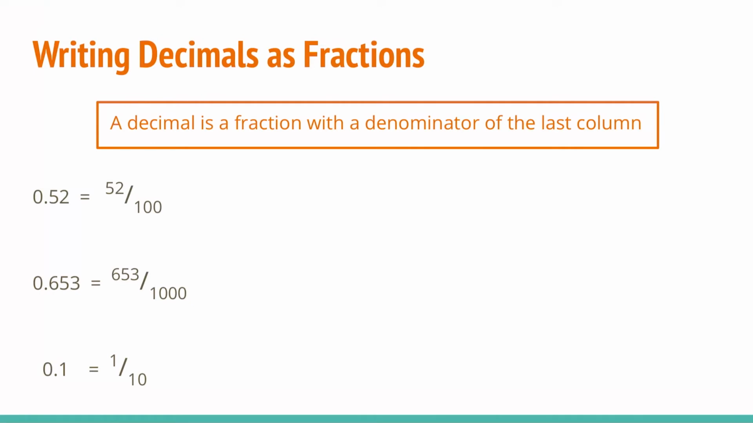When I'm writing a decimal as a fraction, then I can write it using the last position in the columns. So I've got tenths and I've got hundredths, and that means that I've got 52 hundredths. So it's 52 out of 100. Here I've got tenths, hundredths, and then thousandths. So therefore I've got 653 thousandths. And on this one I've got 1 tenth, and therefore it's 1/10.